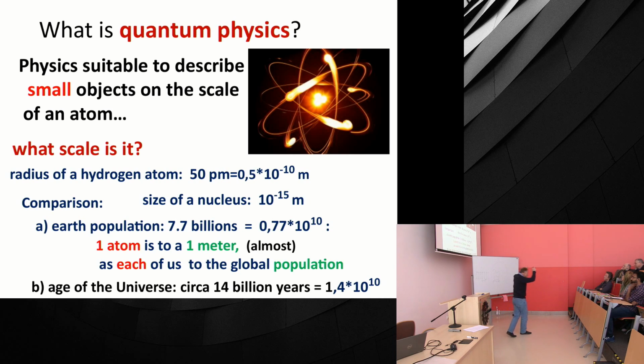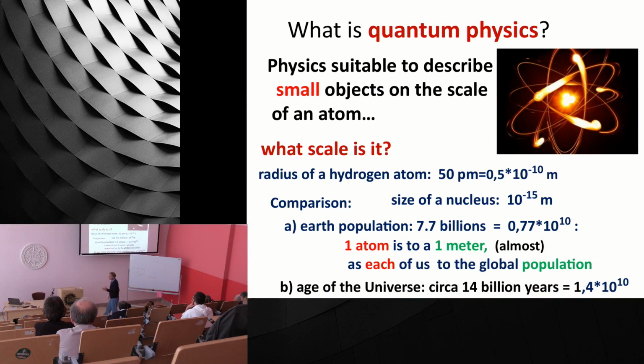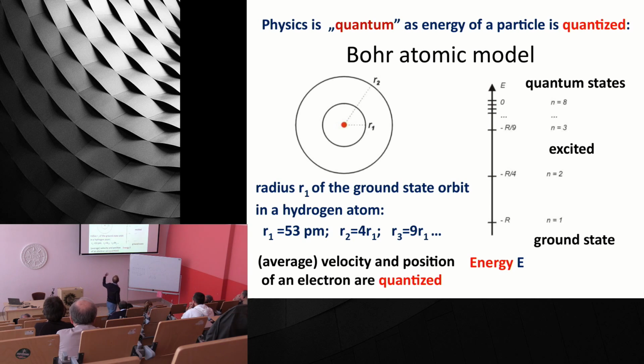So the relation of 1 year to the age of the universe is the same as an atom to 1 meter, more or less, which is quite a ratio. We are taught that the word quantum refers to the atomic model of Bohr, because the energy and momentum of, let's say, an electron which moves around the nucleus are quantized. So they are, in a sense, discrete.